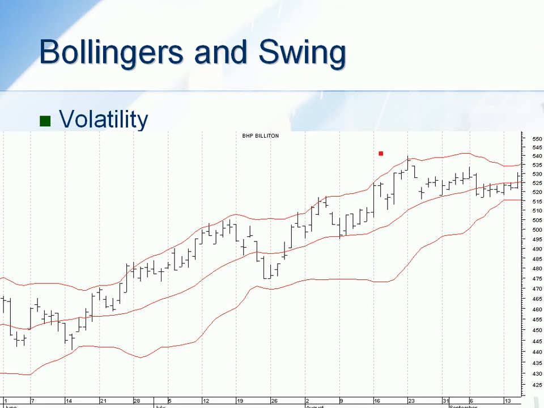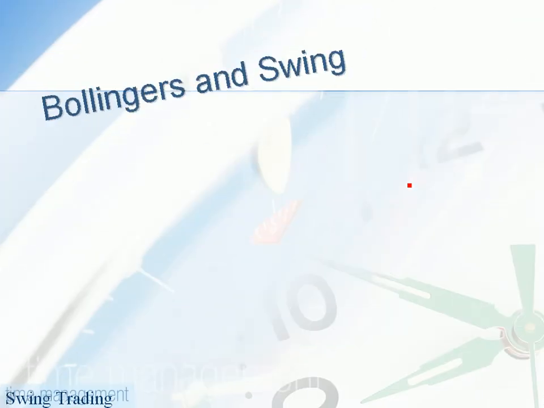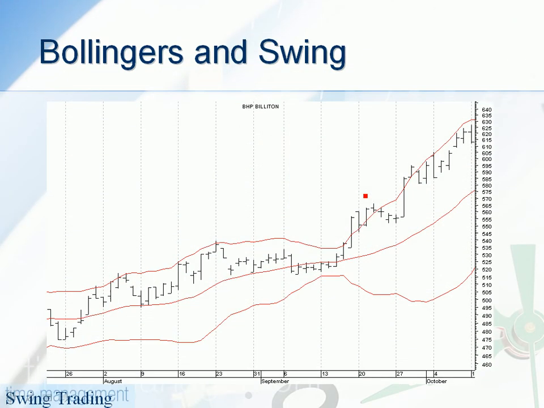And prices tend to revert back to their mean volatility, their average volatility. In other words, if the bands narrow, as they've done here, it means the price is about to break out sooner or later and become more volatile. It's going to become more volatile. Why? Because it's been less volatile, so it's going to revert back to mean, revert back to average volatility and become more volatile. Yeah? So that's BHP Billiton.